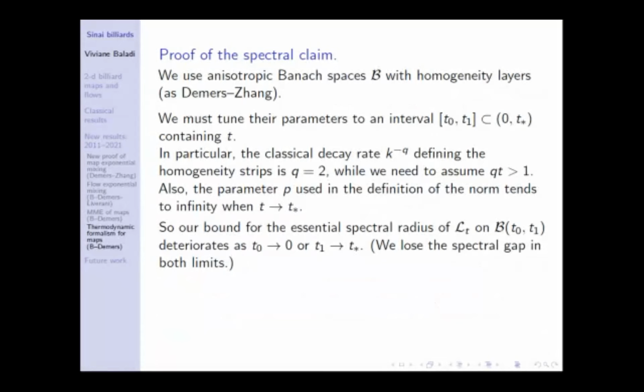So we go back to the homogeneity layer construction. We try to control the distortion because we can. So we have this anisotropic space, which allows us to control the distortion. However, if the parameter is very close to 0, or actually very close to this T star, we have to change some of the parameters which appear in this norm. So these norms are quite ugly. I mean, you get used to it, it's an acquired taste.